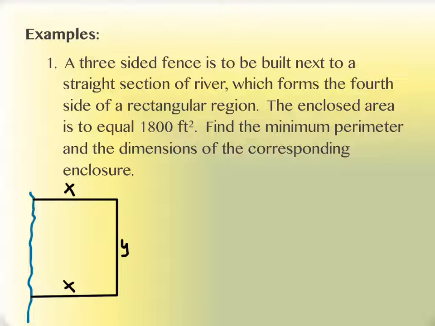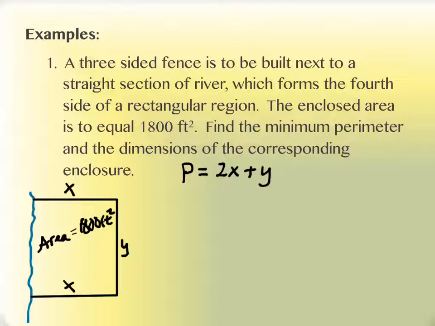This is my picture. It tells us some information. It tells us the area here has to be equal to 1,800 feet squared. So this area is 1,800 square feet. And we're asked to find the minimum perimeter and then the corresponding dimensions of the rectangle. So how do you find perimeter? Add sides together. So in the picture that I've got here, what would that be? 2x plus y. Yeah, we want the perimeter of the fencing actually, not really so much the whole rectangle, because we're not going to fence the side by the river.